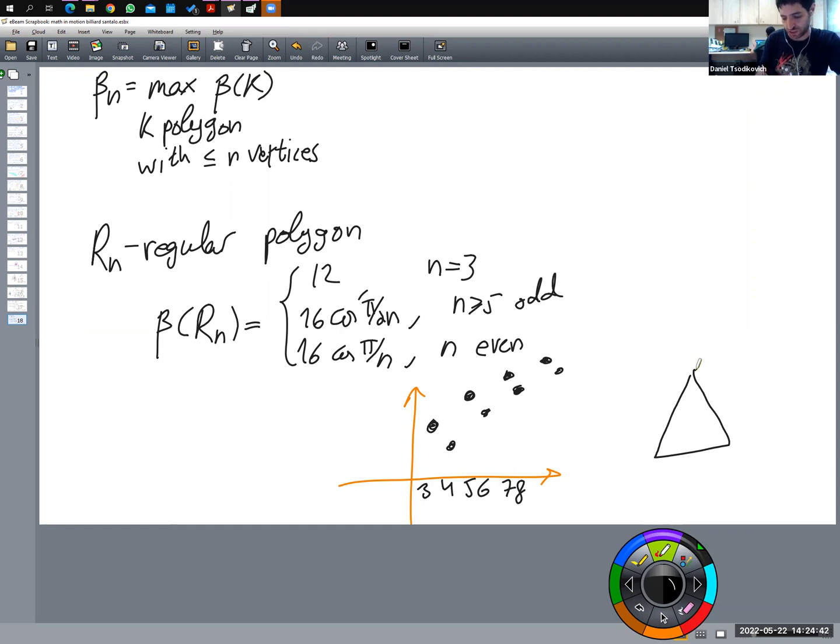So, for example, in quadrilateral, you can take a regular triangle, chop it off near one of its edges, and then I get a quadrilateral. And this quantity beta k is continuous in k. So since I didn't change k much, I also didn't change the billiard product by much. So then here I will get a quadrilateral, which is strictly better than a square. So the regular even polygons cannot be the maximizers.